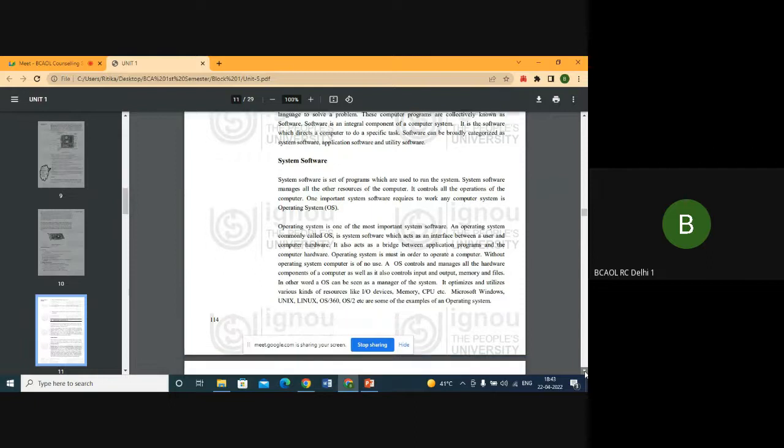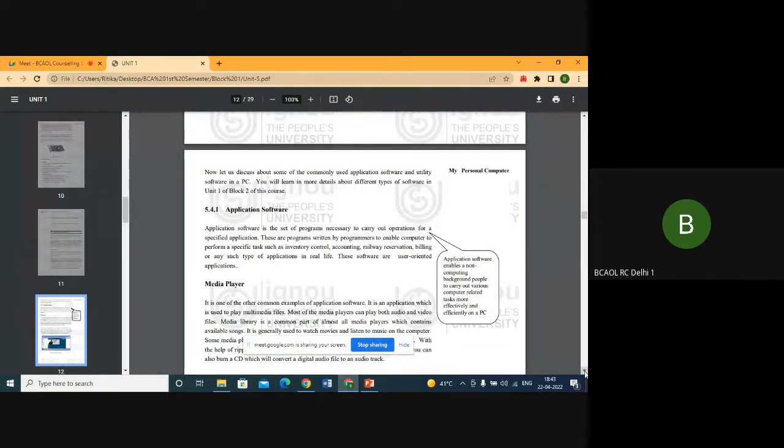It also acts as a bridge between application programs and the computer hardware. Application programs are installed on the operating system, right? And the application program needs to interact with the hardware. Then also, in between is the operating system. So it is handling the input-output devices, the memory, the CPU, everything. So that is one thing.